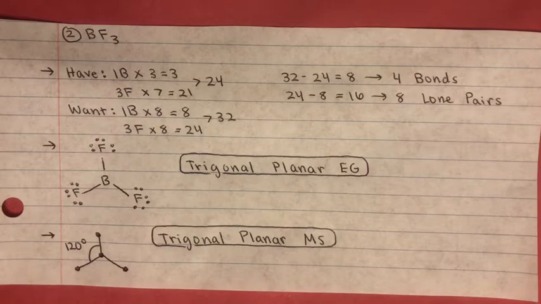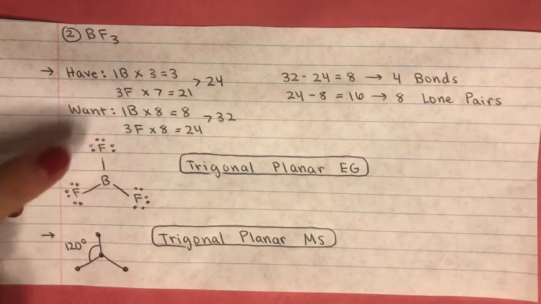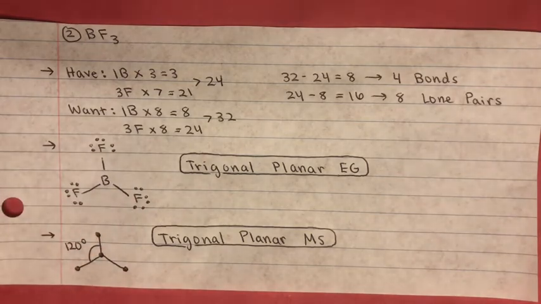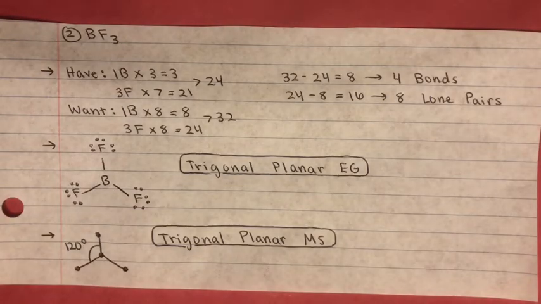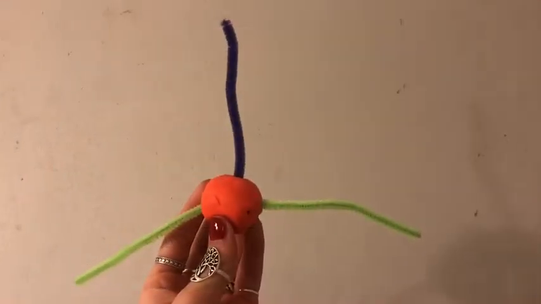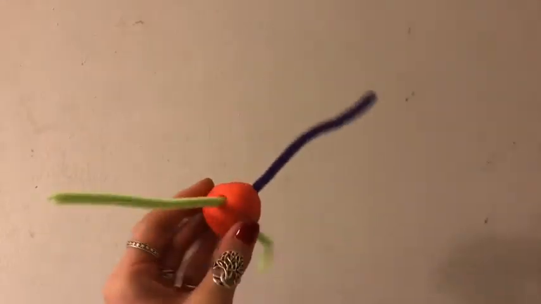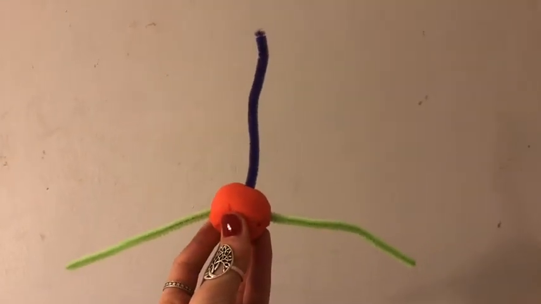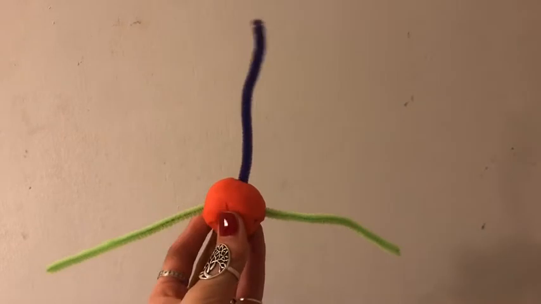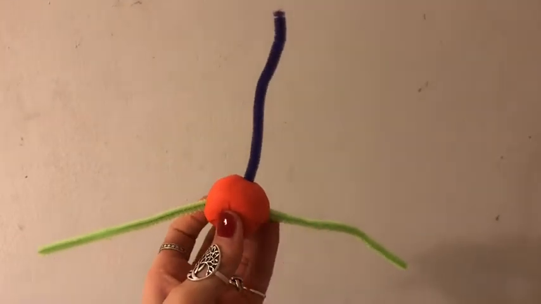Now, the electron geometry is going to be trigonal planar because there's a center atom with 3 atoms surrounding it. The molecular shape is also going to be trigonal planar because there's a center atom with 3 atoms surrounding it, and the bond angle is going to be 120 degrees. This is the molecular shape of BF3. It has a center atom with 3 atoms surrounding it, and a bond angle of 120 degrees, so that the electrons of each atom are as far away from each other as possible.